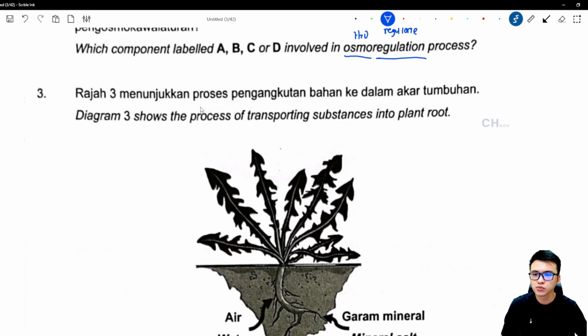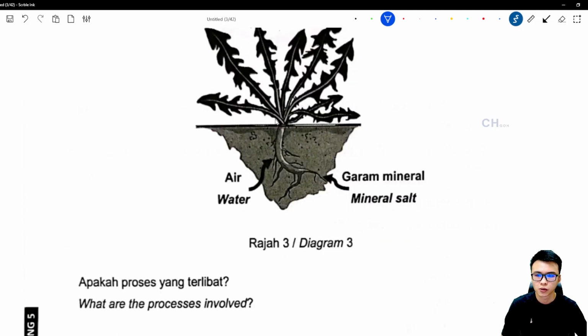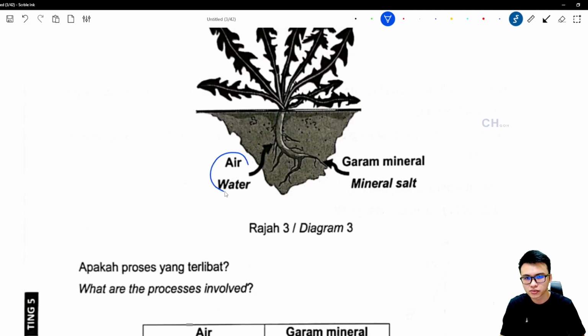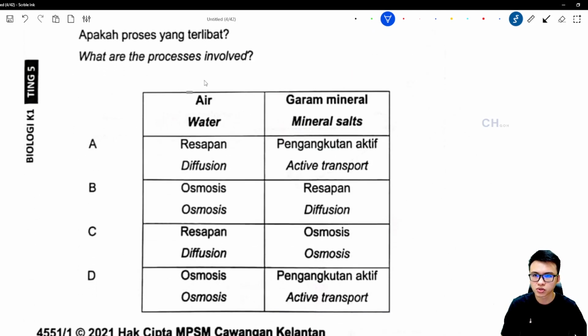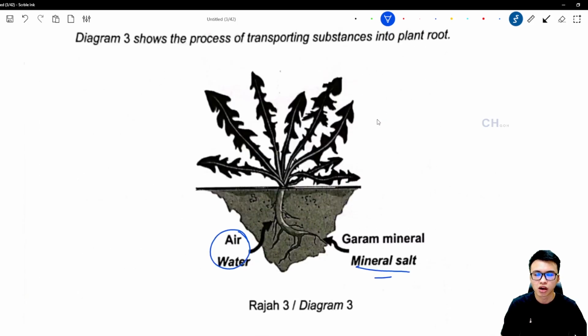Question 3. Diagram 3 shows the process of transporting substances into a plant's roots. Water, mineral salt. What is the process involved? Alright guys, in order to absorb water from the soil, the plants at first need to pump in the mineral salt. Now remember, I said pump in. They did use energy to pump in the mineral salt into the roots.